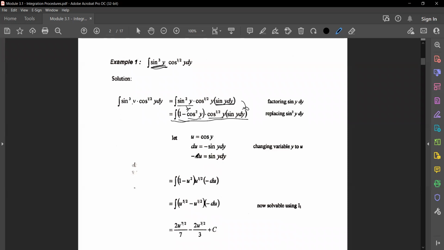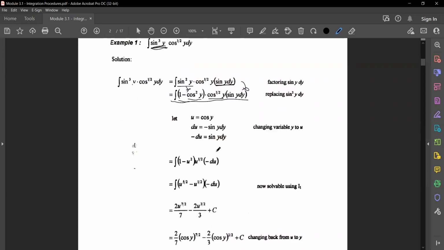Kukunin natin yung value ng sine y. O yan, transpose natin. No? So yung negative sign dito na sa kabila. Ayan. Transpose natin. So our new equation now would be integral of 1 minus u squared. Yung u natin is cosine y. So pinalit lang natin siya dito sa original form. And then cosine 1/2 y, that is u raised to 1/2. And then yung sine y dy natin, that is negative du. Okay, negative du. Ayan.